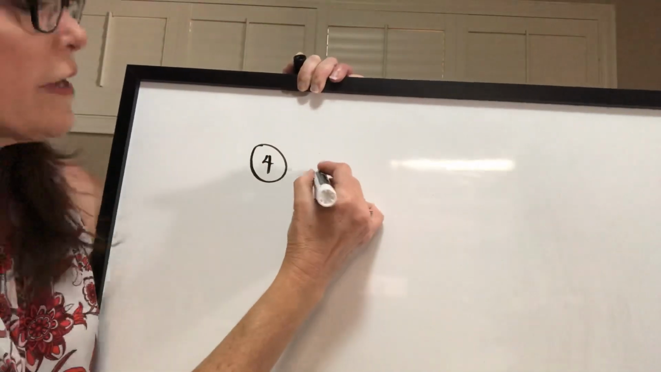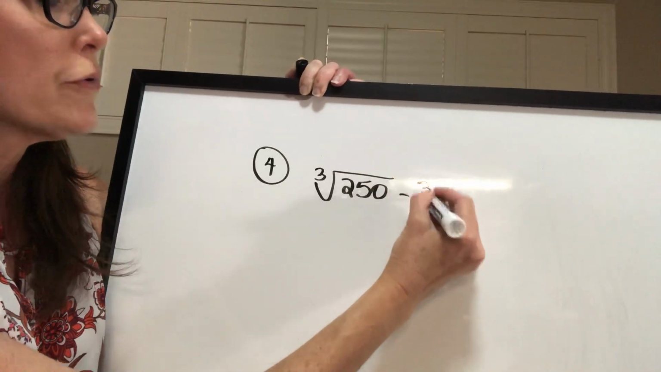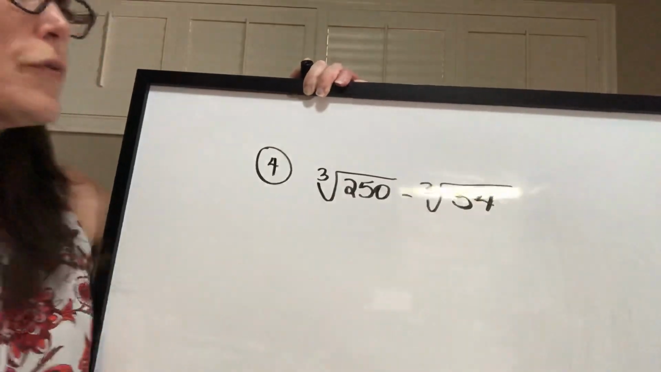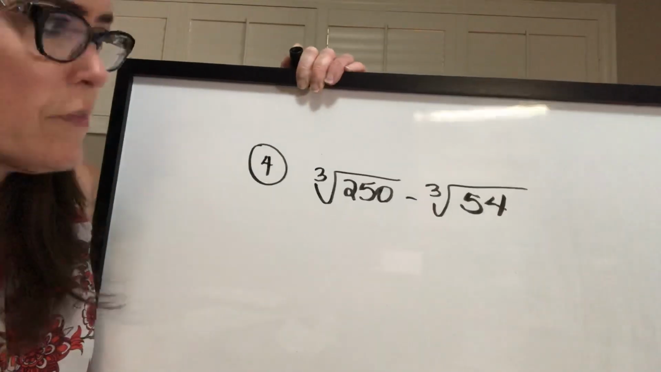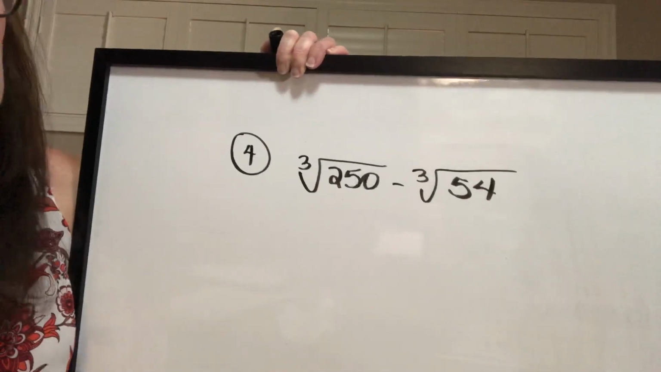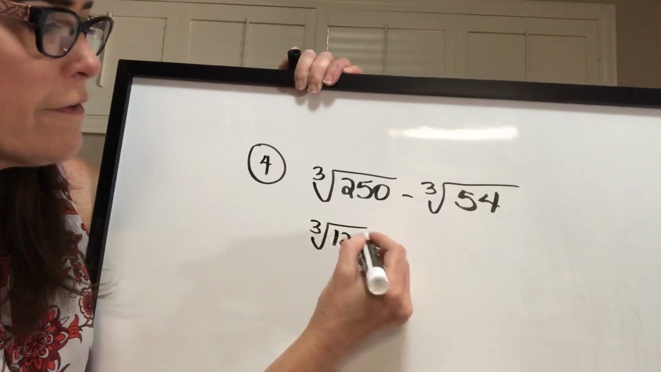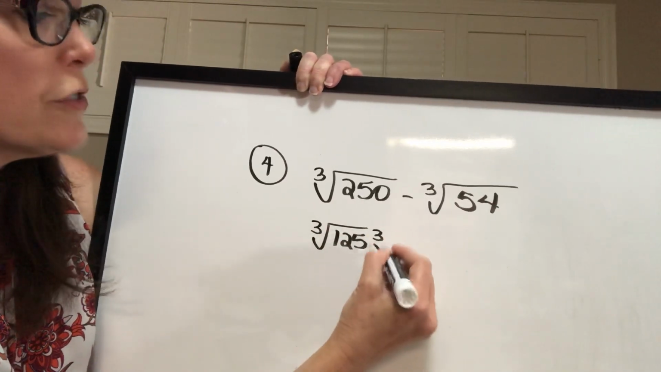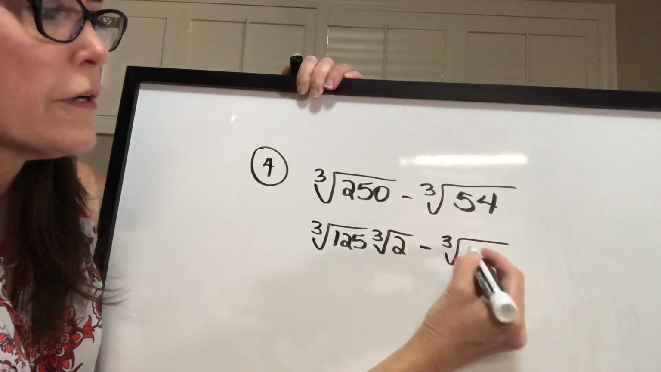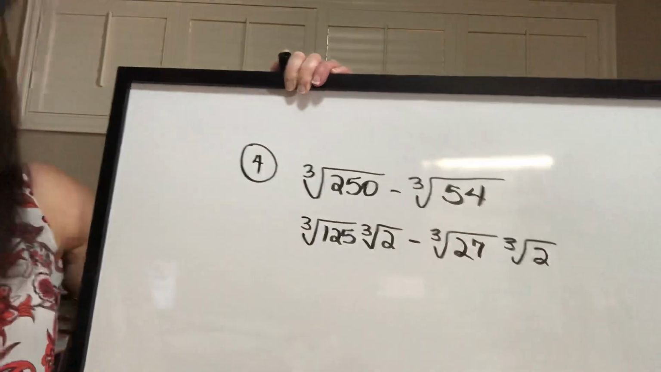Number 4, we have cube root of 250 minus cube root of 54. So you cannot subtract them until they have the same number under the radical. So we have to find a perfect cube that would divide into 250. So you'll find that 125 divides into 250 twice. And for 54, you'll find that 27 divides into 54 twice.